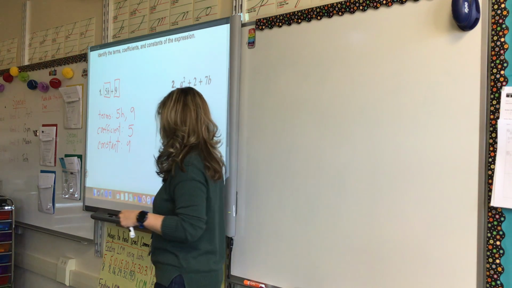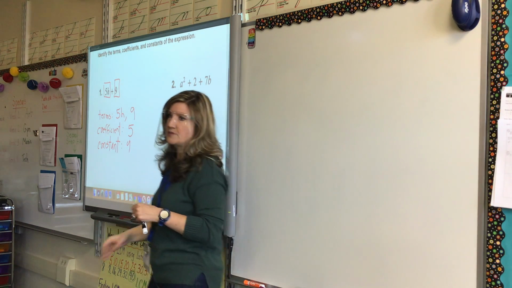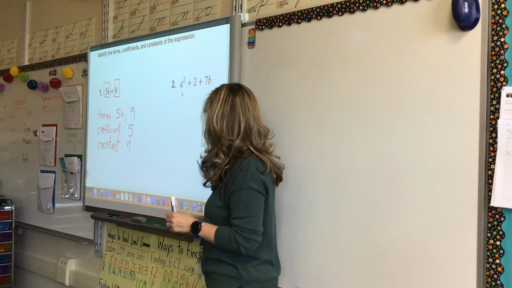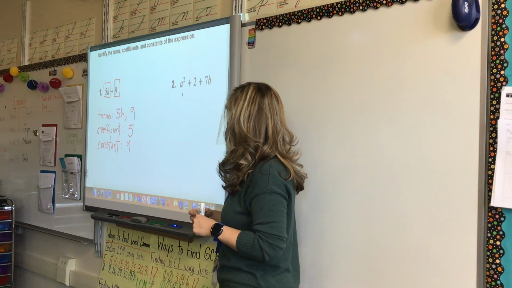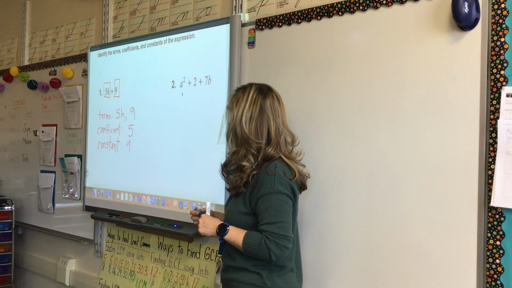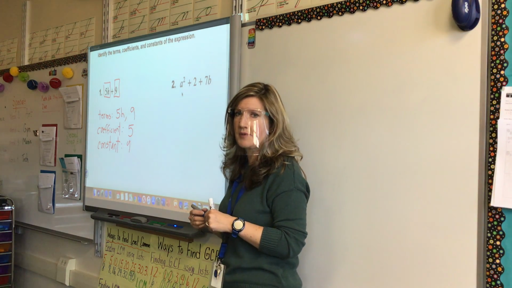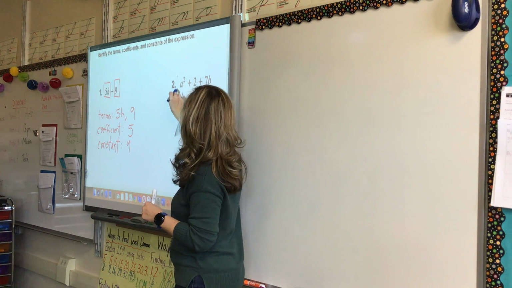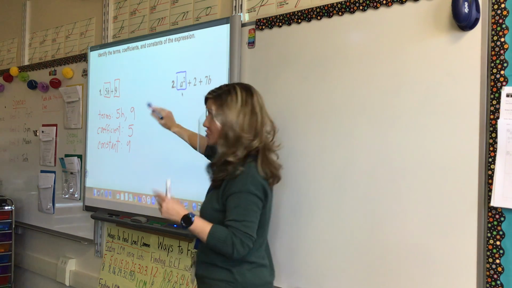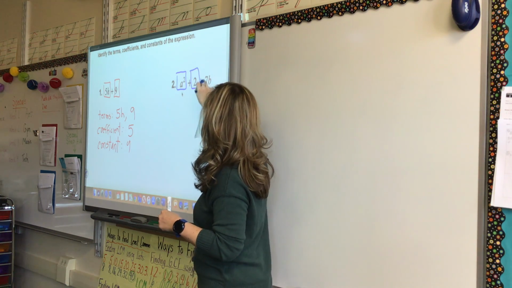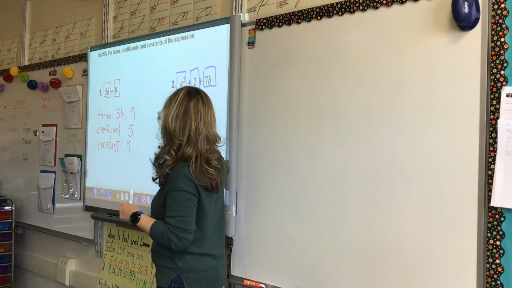Let's box up those terms. What are the terms? Corbin, in number 2? Remember, it's the parts. What are the parts of that problem? A squared, that's a part, that's a term. Good. 2, good. 7b, very good. So those are the terms.